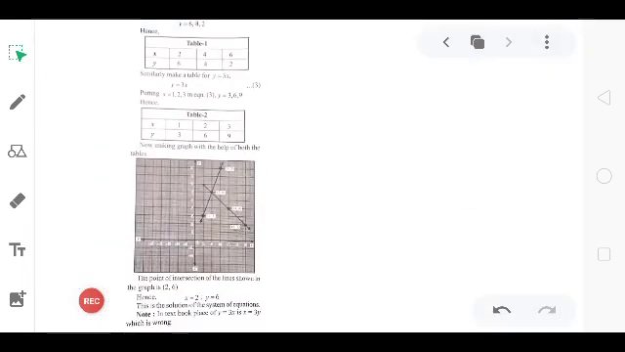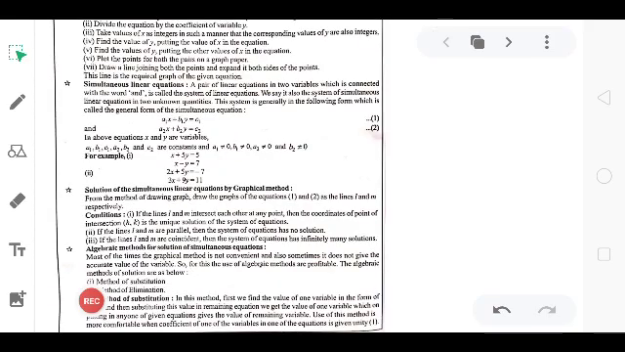The point of intersection of these lines shown in the graph is 2 and 6, and this is the value of x and y. So from the graphical method also you can find the value of x and y. The value of x is 2 and y is 6. From these equations you can find the solution by the graphical method. Clear?